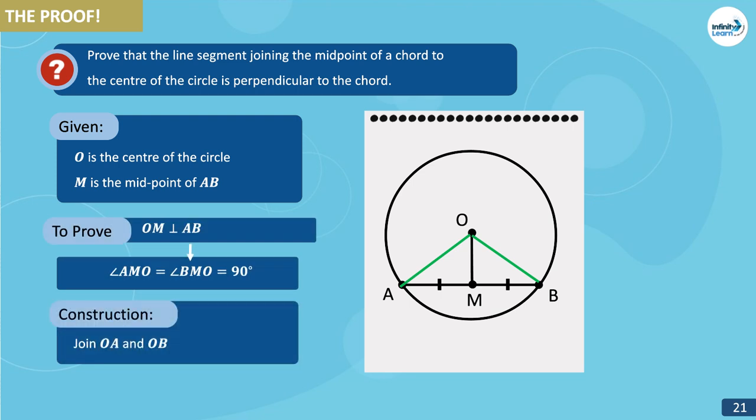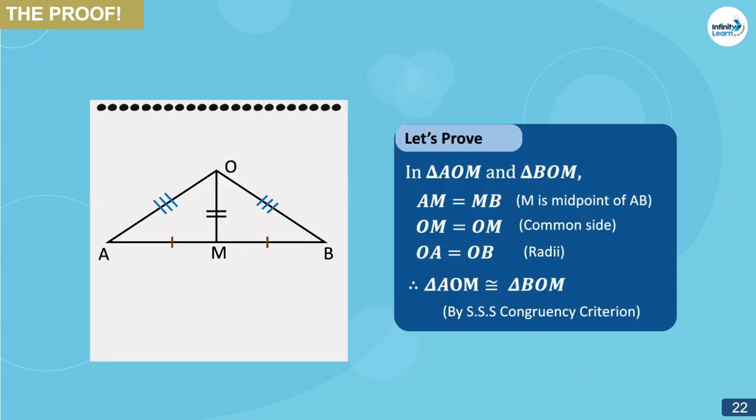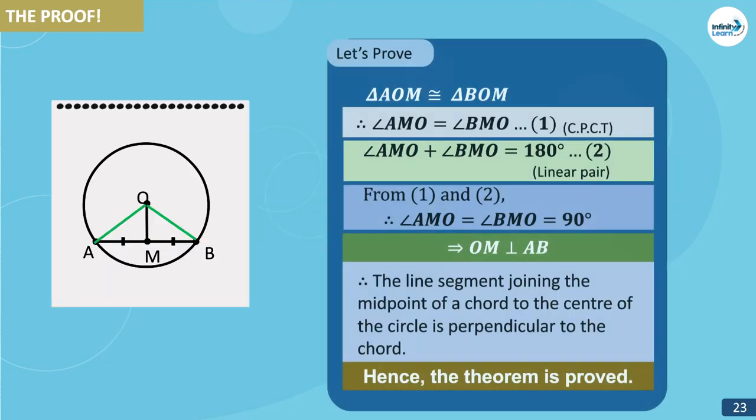So what is the proof? Angle AMO and BMO are 90 degrees. Join OA and OB. So in triangle AOM and triangle BOM, AO equals OB, radius; OM equals OM, common side; and AM equals MB. So by which criteria? By SSS criteria, the two triangles are congruent. Therefore, angle AMO equals BMO by CPCT.